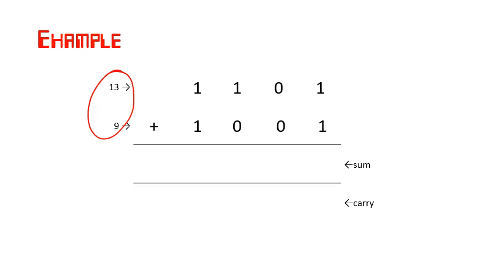So we've got 1 plus 1. Well, we know that's from our rules is 1, 0. So that we put the sum and we carry the 1. And we've got 0 plus 1 is 1.